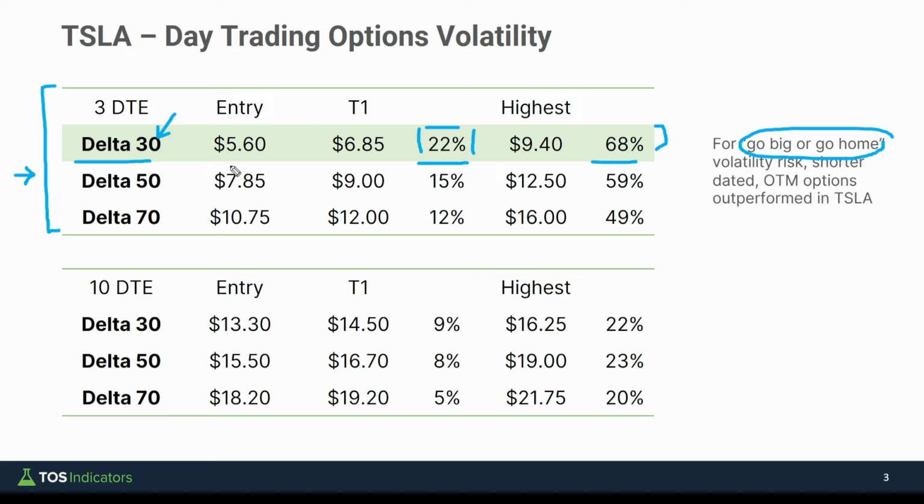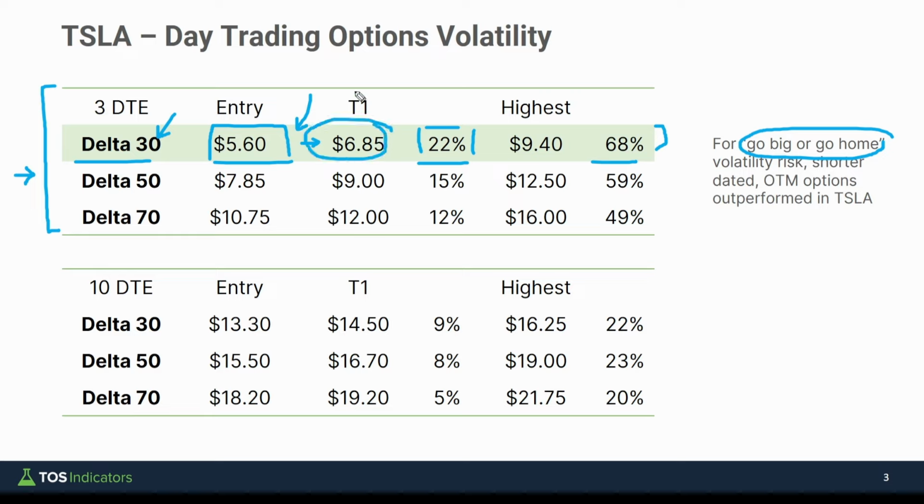Now, the Delta 30s at the time of entry, we're going for a little bit shy of $6, $5.60. This may still be considered rich for many account sizes, and that's what I think you get when you're trading Tesla options. You have to be willing to spend for this premium. Now, this $5.60 option in that first burst up, that T1, went up to a total of about $6.85.